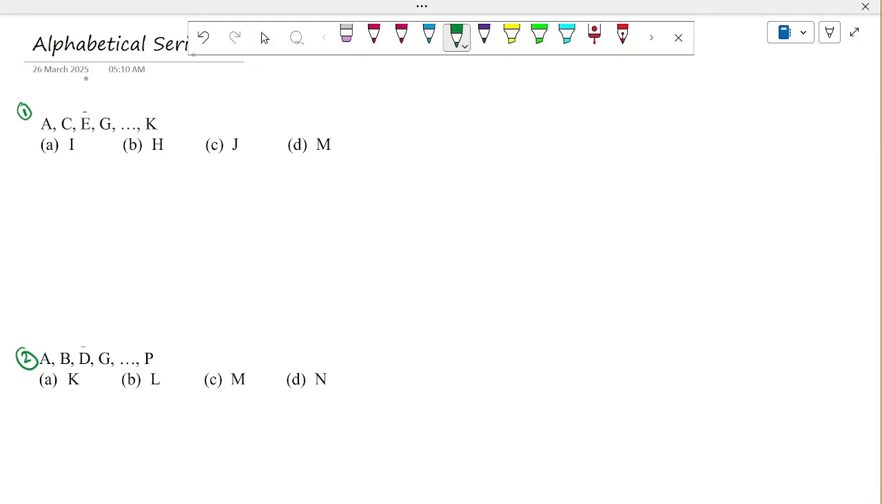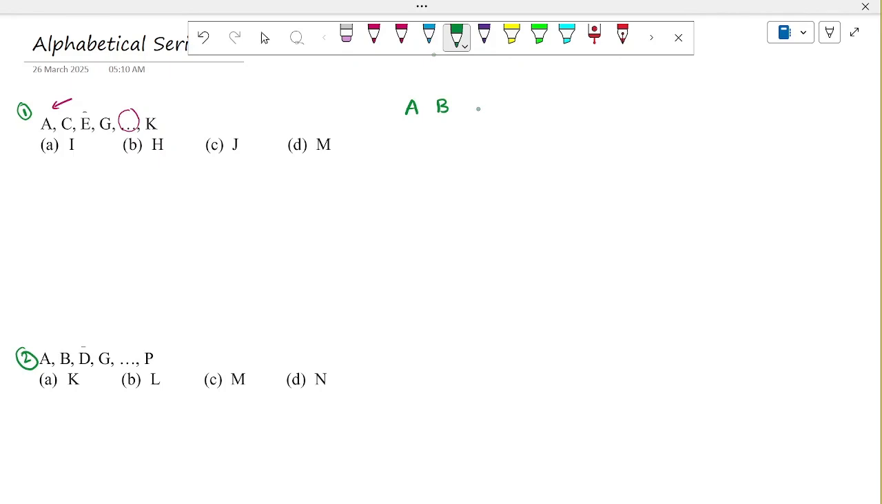This is called an alphabetical series, and these kinds of questions will be very simple. You need to make sure that you find out what the value is here. In most cases they'll be very simple, but I'll tell you how you can solve such questions faster. You need to make a table here. How will it be?